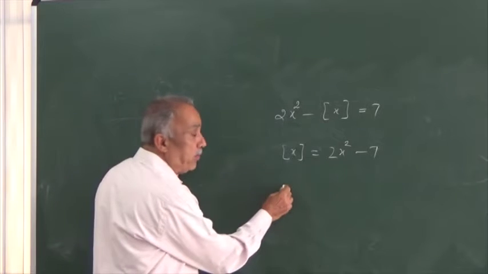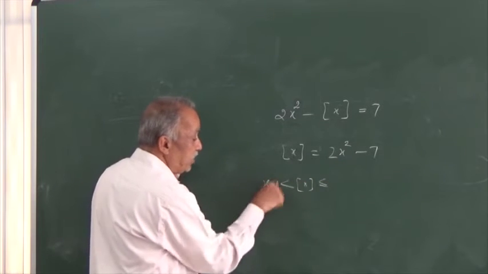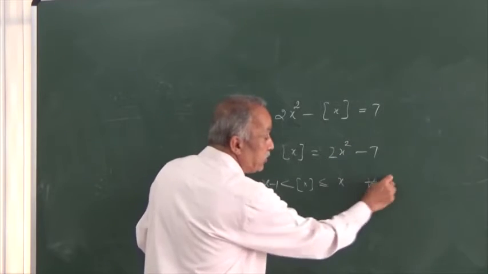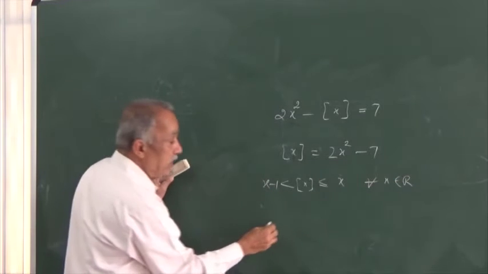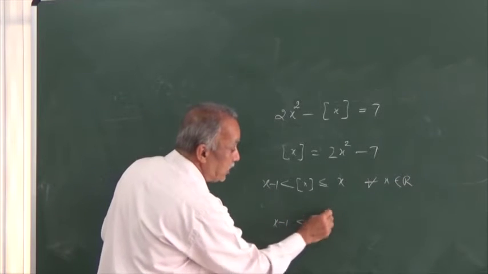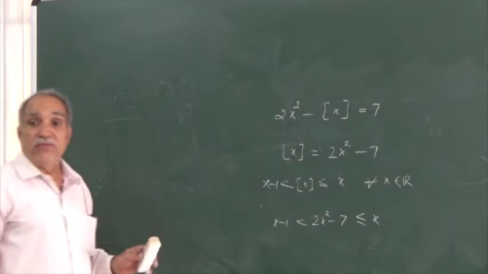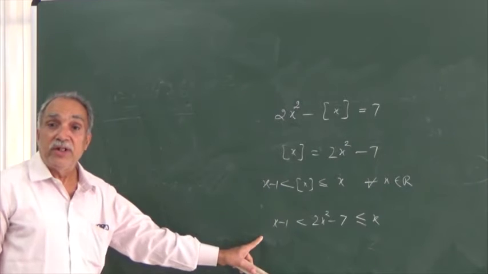Use one of the properties of the integer part of x. I am using this property: x minus 1 is less than the integer part of x, which is less than or equal to x, which holds for every x belonging to R. If you apply this, you will notice x minus 1 must be less than 2x square minus 7, which must be less than or equal to x. If any x satisfies the equation, it must satisfy each of the two inequalities contained here.